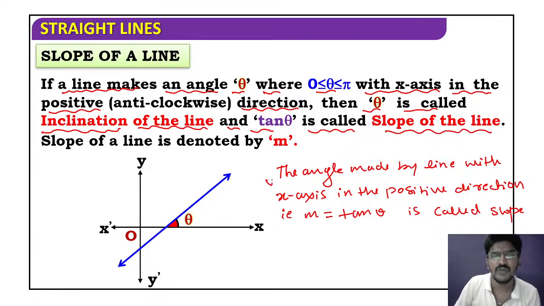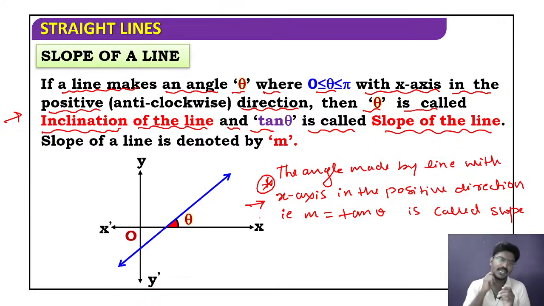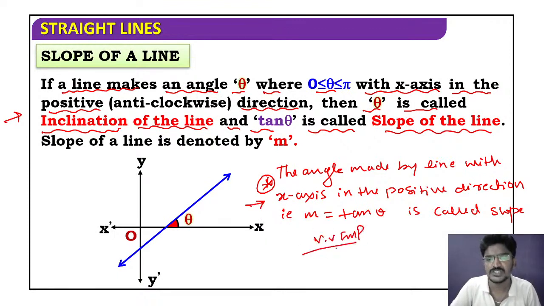So this will be a very easy definition for all of you. If you write this, no problem. If you write this also, no problem, you can get the marks. Okay, so that is the angle made by line with x-axis in the positive direction, that is m equal to tan theta is called slope. This is very, very important, and I feel that all of you can write this because it is very simple, and if you know this you can write this also.